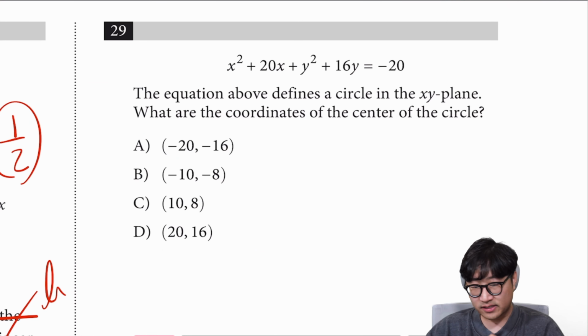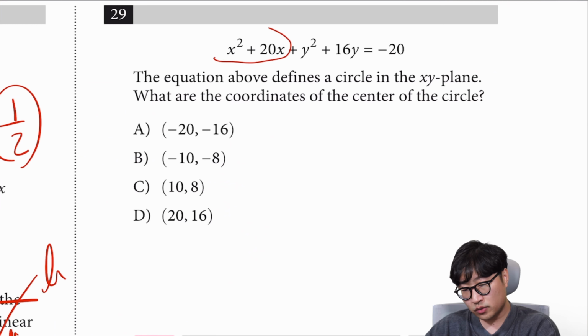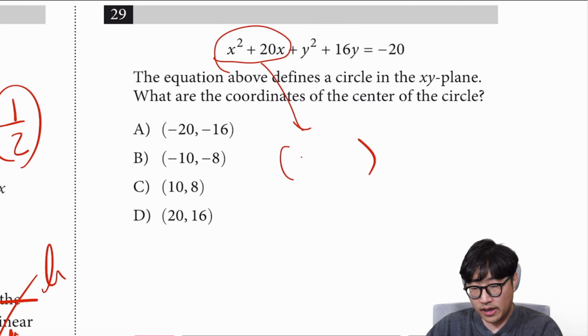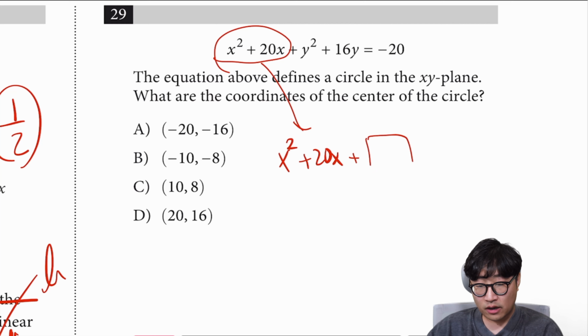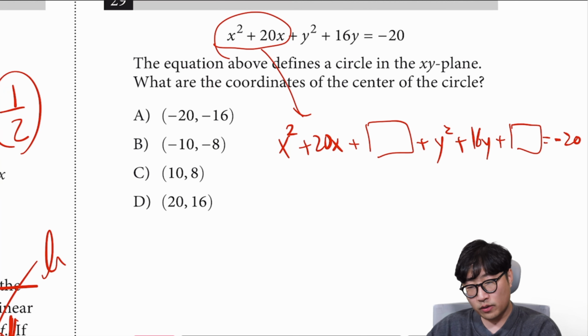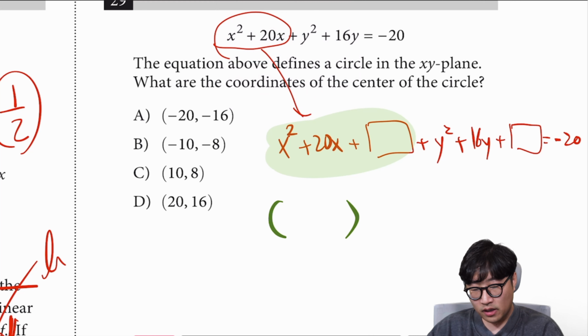Number 29, the equation defines a circle. What are the coordinates of the center? You have to complete the squares for this. So let me write it a little better so it's easier to look at. x squared plus 20x, and then plus something, and then plus y squared plus 16y plus something, and that's equal to -20. Now we're going to have to complete the squares. Let me do the x's first. When you complete the square, that'll be x plus 10 squared, so that'll be 100 when you expand that at the end.